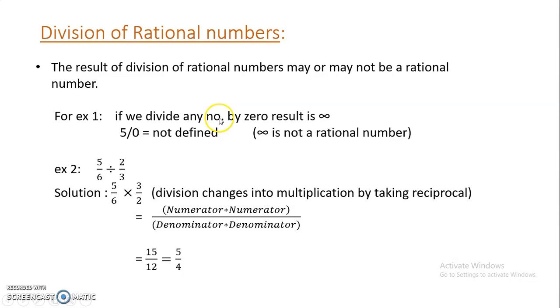If we divide any number by 0, the result is infinity. This is the symbol of infinity. So when you divide any number, you take any number from the universe. I have taken 5. You can take any number from the universe, 1, 2, 3, your birthday date, 100, 250, whatever, any number divided by the number 0. Any number divided by 0 gives us not defined, or infinity. And this infinity is not a rational number.